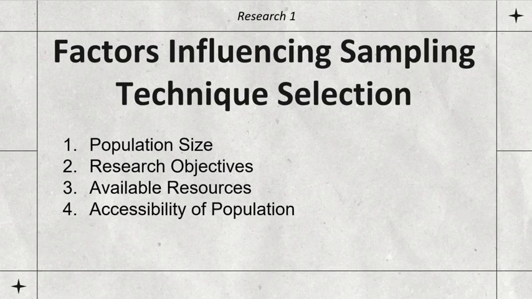The fourth one, which is the last one, is accessibility of the population. Accessibility of population means that some populations may be difficult to reach, affecting the choice of sampling techniques. So we need also to consider accessibility, or in other words, you need to ask if you are able to reach those respondents or participants of your research or of your study. So you need to consider those factors.